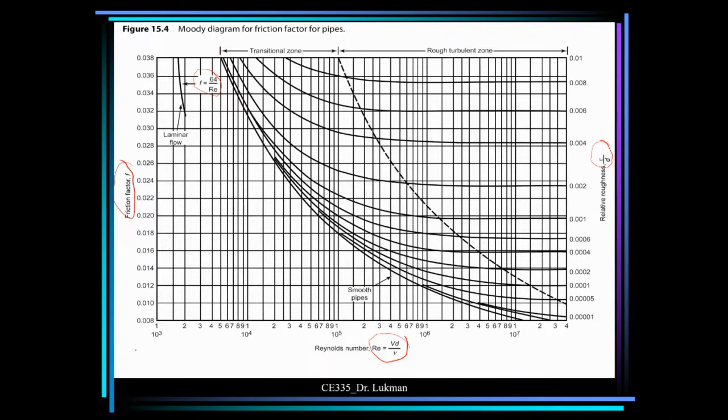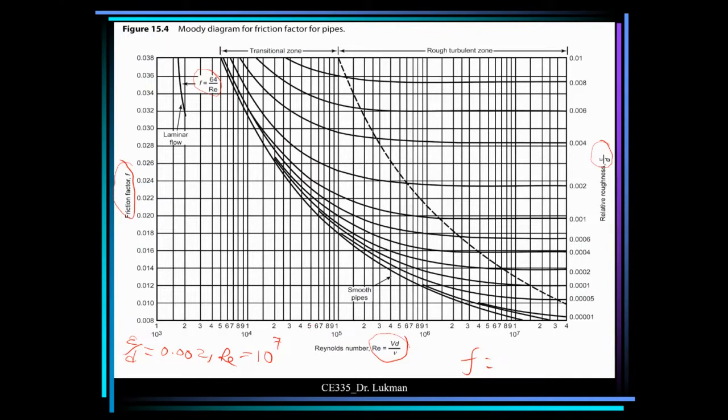Let's assume our relative roughness is, let's say, 0.002, and let's assume the calculated Reynolds number is 10 to the power of 7. So what is the friction factor? All you need to do is come here. This is the Reynolds number, and this is a logarithmic scale, not a linear scale. The roughness coefficient has a linear scale, but this one has a logarithmic scale.